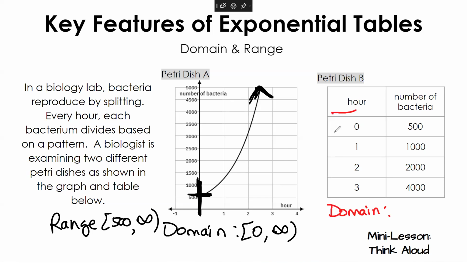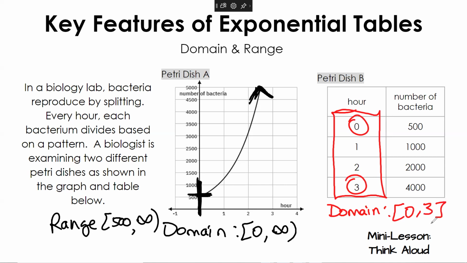Okay, on the next one, for domain, we're looking at our hours. Okay, so how long are we looking at? What's the first number they give us? What's the last number they give us? So from 0 to 3. Now for range, what's the lowest y value they give us? And what's the highest? Okay, so from 500 to 4,000.